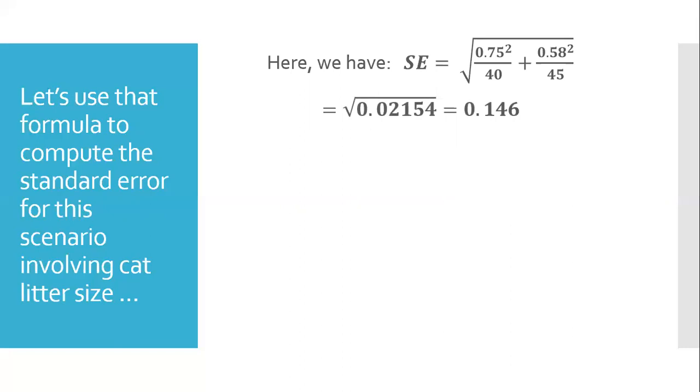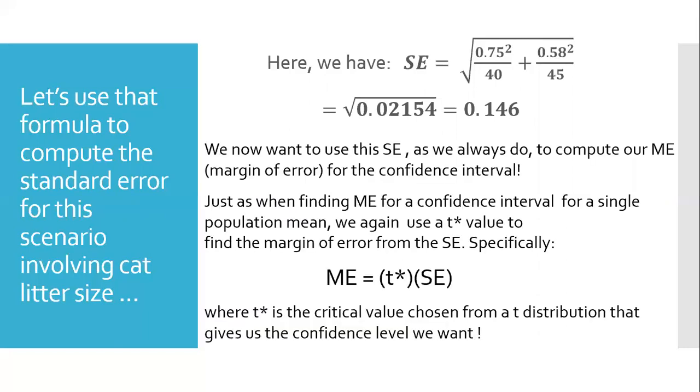out that our standard error here must be the square root of about 0.02154, or approximately 0.146. That's our standard error, a measure of how spread out we think the differences in the sample means will be for samples of size 40 and 45.